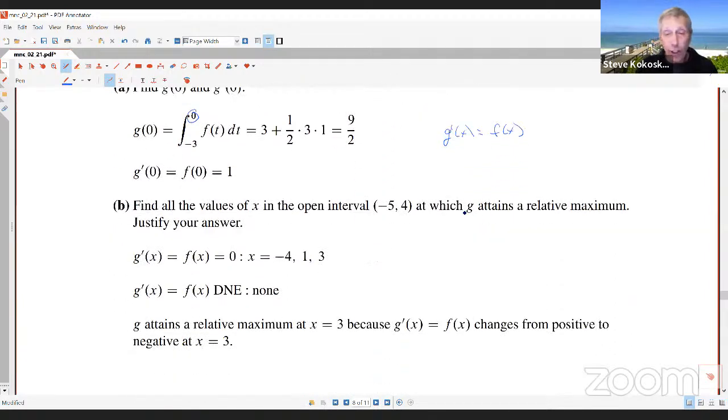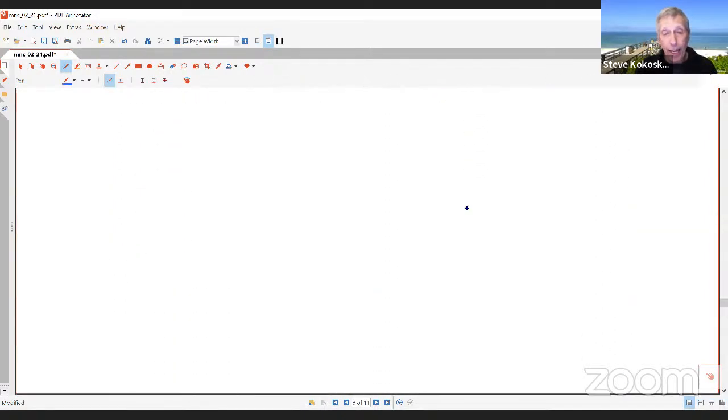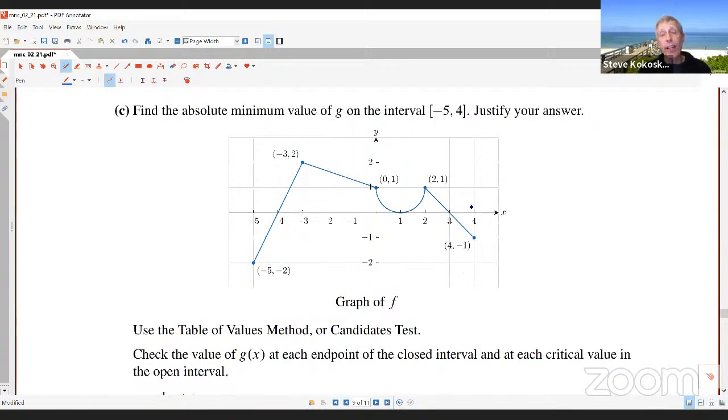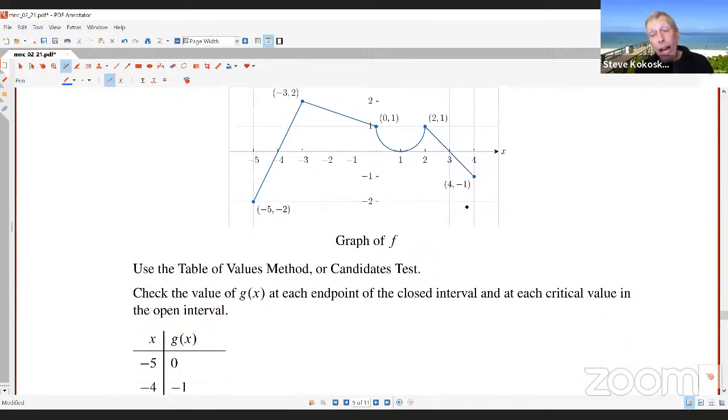Now, don't panic, Curtis. There's an awful lot on this next page, but we'll get through this quickly. Find the absolute minimum value of G on this closed interval and justify your answer. Well, I would recommend in these types of problems that you use the table of values method or the candidates test, more commonly called perhaps the candidates test. So I have to find the value of G of X at each endpoint on the closed interval and at each critical value in the open interval.